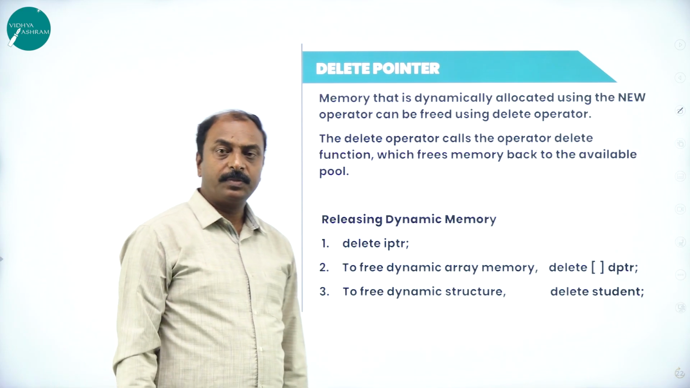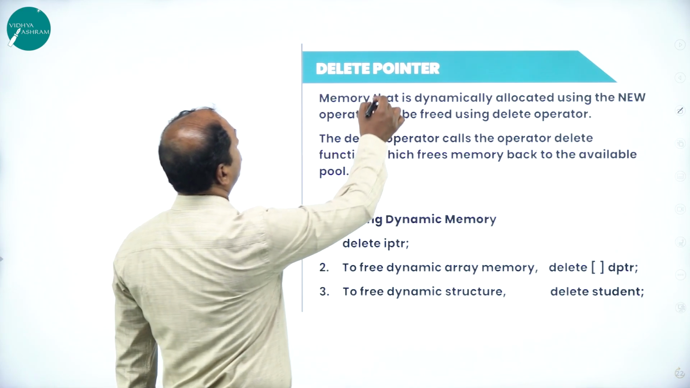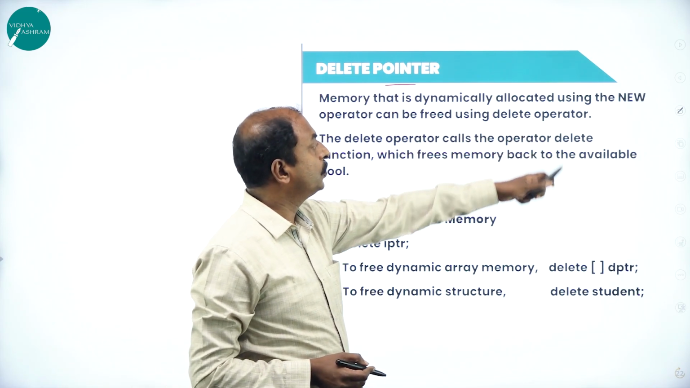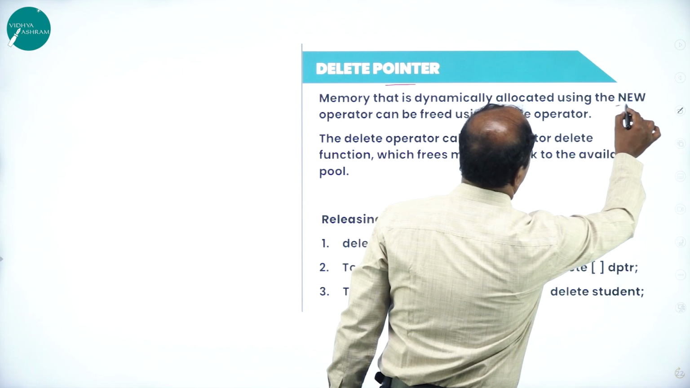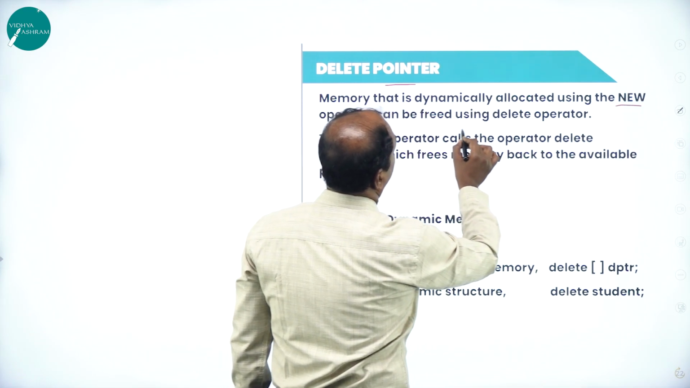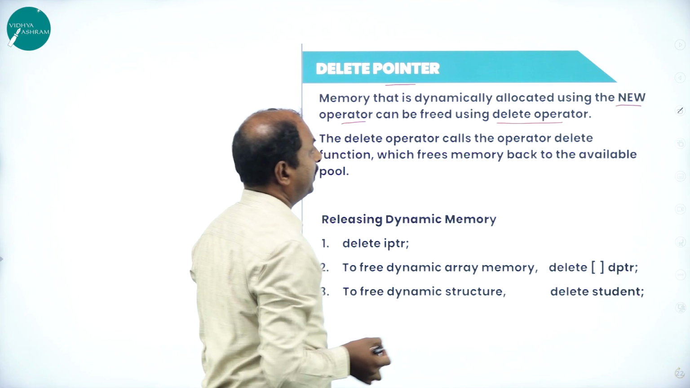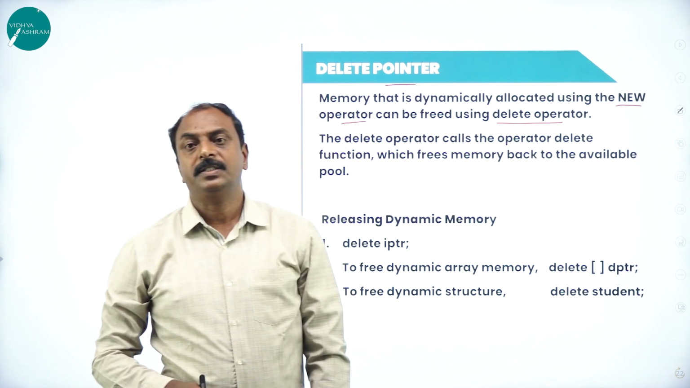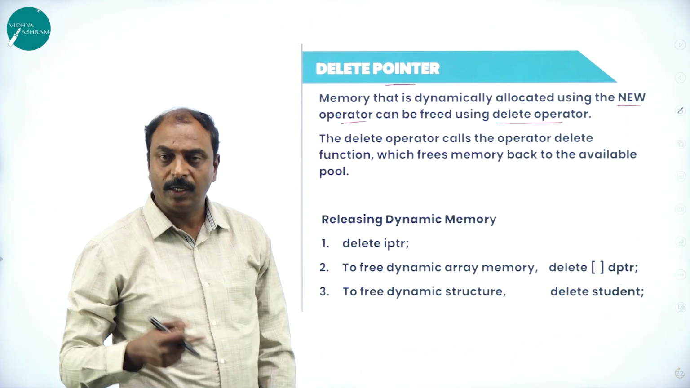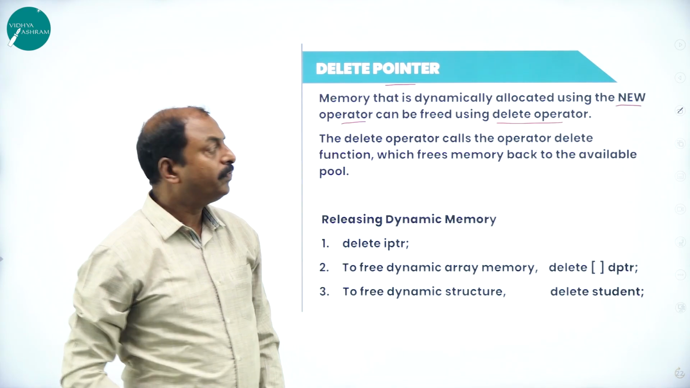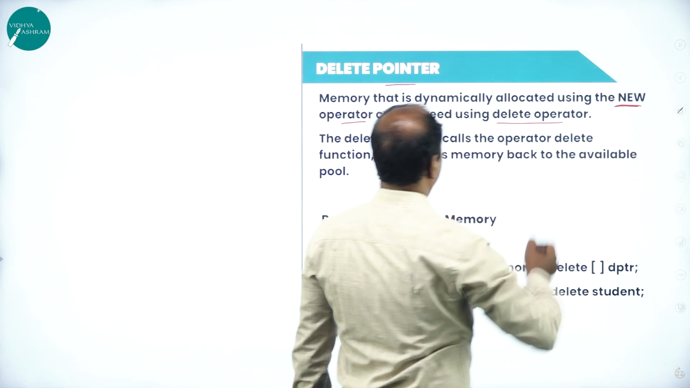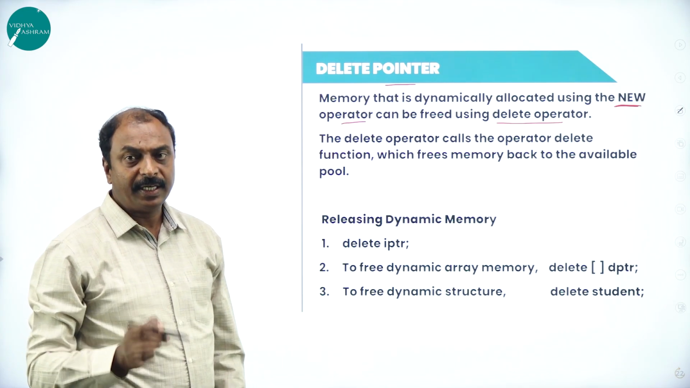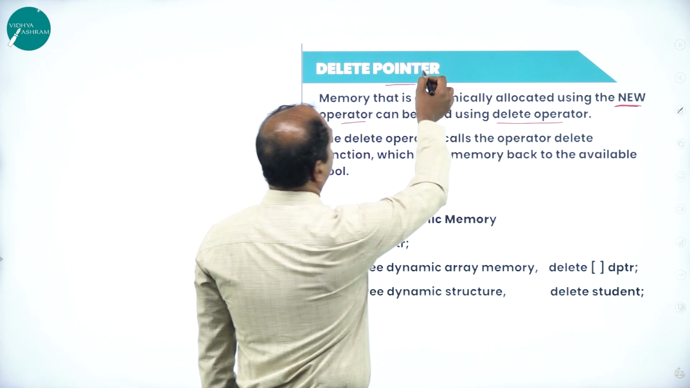Now let us move on to the next concept, which is delete pointer. Memory that is dynamically allocated using the new operator can be freed using the delete operator. So what is the meaning of this? It is possible to dynamically allocate memory with the help of the operator new. New is an operator. Once the memory is allocated through the new operator, it can be deleted or freed with the help of the delete pointer.